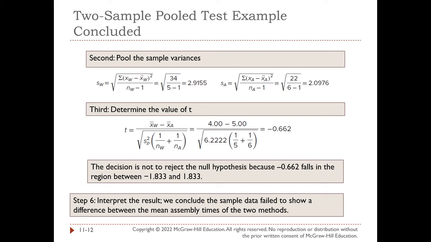Now, the decision is not to reject the null because it falls in the region between the two. Okay, next. Interpret the data. Well, the results, we conclude that the sample data fail to show a difference between the two assembly times of the two methods. So they're practically the same. Okay. So, again, I hate that they kind of went from figuring out the standard deviations and then just jumped to the next one. So, that's the fun part of PowerPoints.